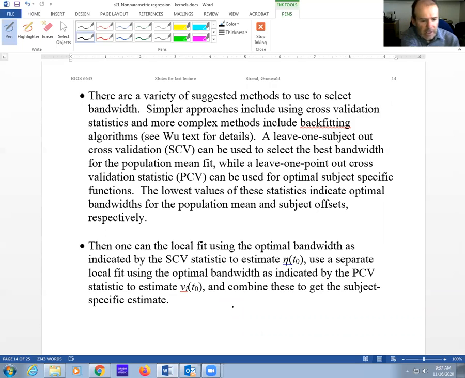So you actually have two separate levels of smoothness. One for the population mean function and one for the subject-specific functions. But you essentially use cross-validation statistics to do this. And so not only are you fitting all of the time points that you have, or whatever number of time points you feel you can get to describe that function, you have to do even more to figure out the optimal level of smoothness for these functions using cross-validation.